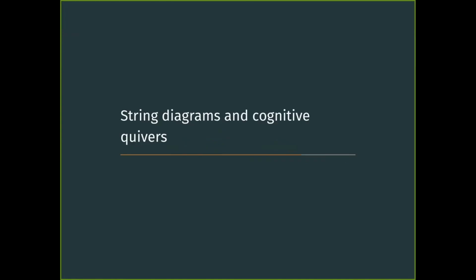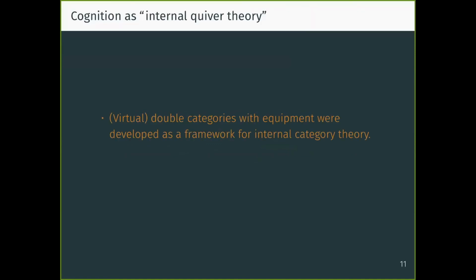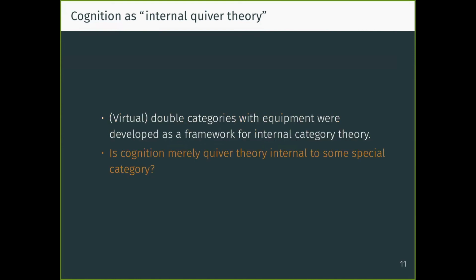Finally, let's examine what all this means in a broader context. Double categories are merely categories internal to the category of categories. This allows you to do a lot, but not enough to do all of category theory internally. This led to the development of pro-arrow equipments. What we have been doing looks a lot like doing internal quiver theory. Is cognition merely internal quiver theory in some special category?